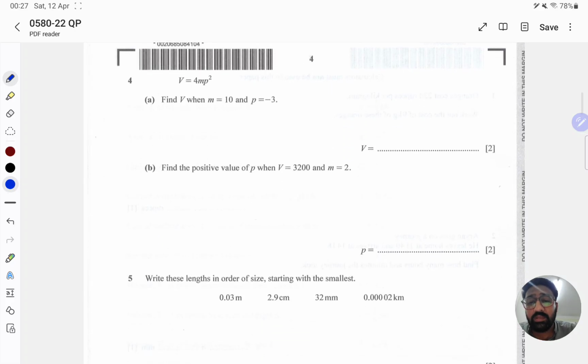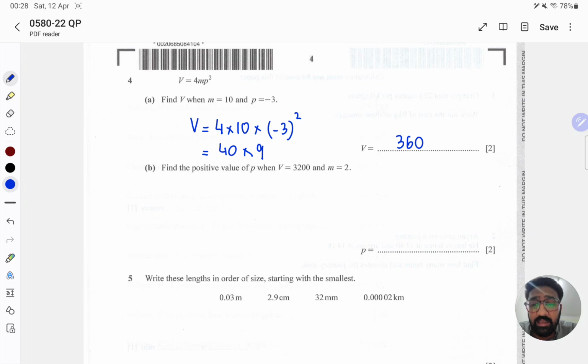Question number 4. Question number 4 says V equals 4mp square. We need to find the value of V when m is 10 and p is minus 3. We just need to substitute these values in here. So 4 times m is 10, remember you need to take the square of minus 3. 4 times 10 is 40, minus 3 whole square is 9. So 40 times 9 is 360. So the final value of V is going to be 360.